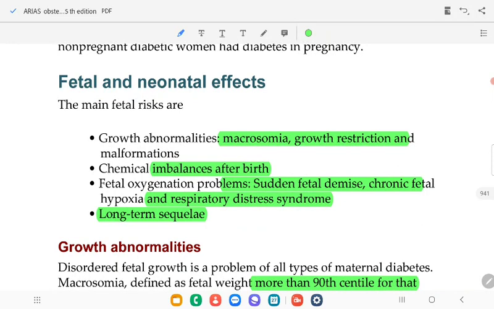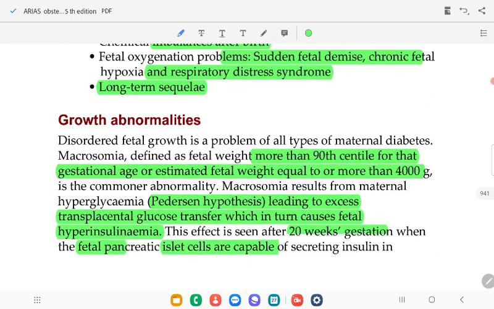Diabetes in pregnancy. Then fetal and neonatal risks. The main fetal risks are growth abnormality, macrosomia, growth restriction and malformation, chemical imbalance after birth, fetal oxygenation problems, sudden fetal demise, chronic fetal hypoxia, respiratory distress syndrome, and long-term sequelae. The disorder of fetal growth is a problem of all types of maternal diabetes. Macrosomia is defined by fetal weight.